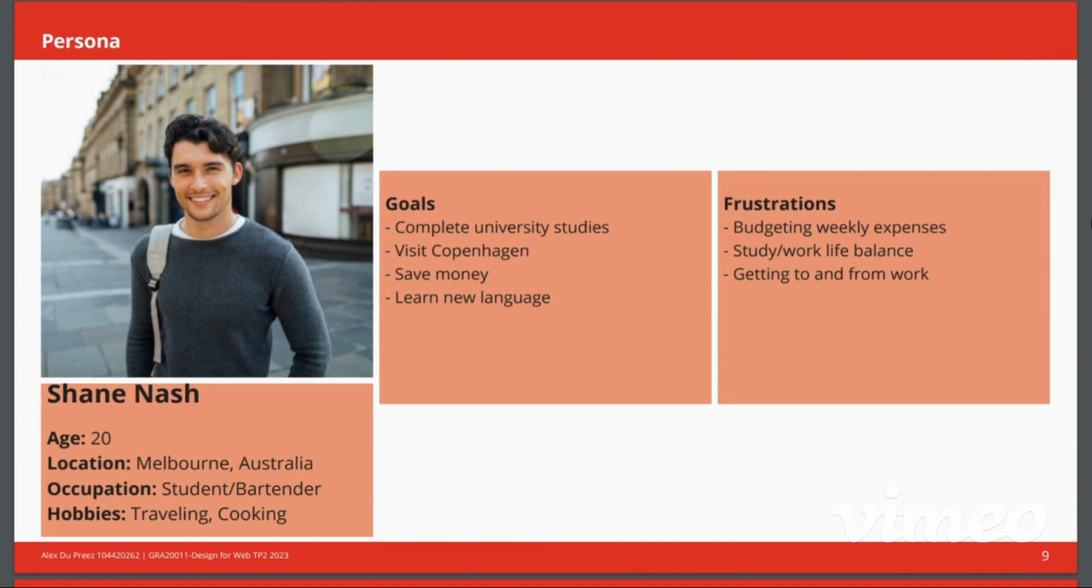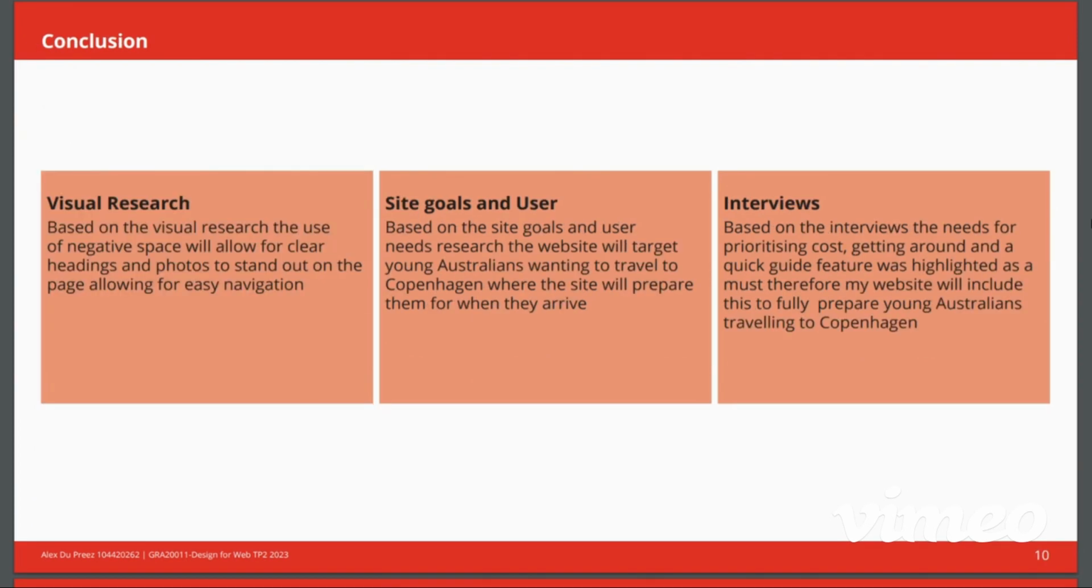I then created a persona based off of my target audience. Meet Shane. He's 20 years old from Melbourne, Australia. He's a student/bartender, and his hobbies are traveling and cooking. Some of his goals are to complete his university studies and to visit Copenhagen, while some of his frustrations are budgeting weekly expenses and his study/work-life balance.